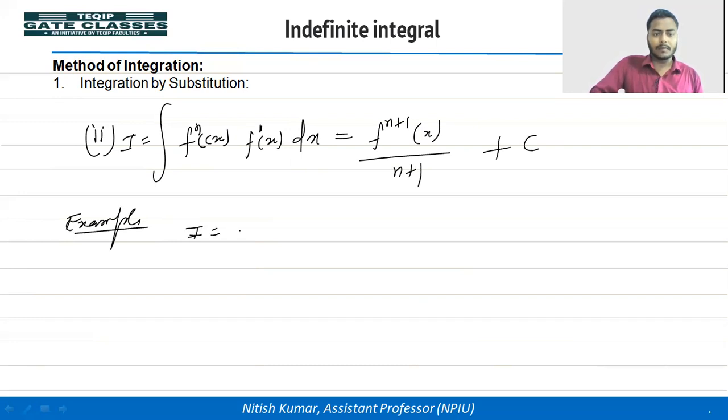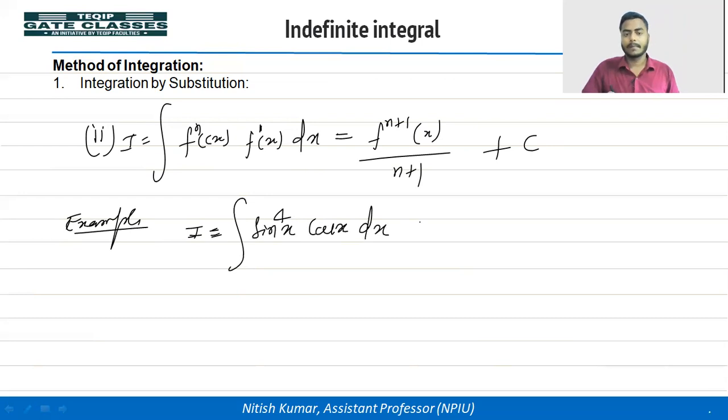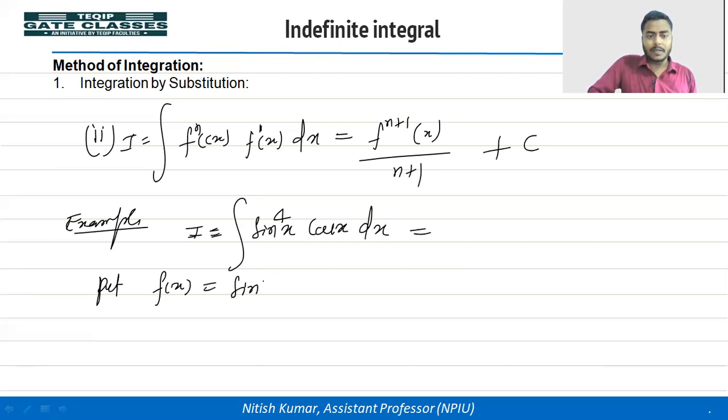I just calculate the integration of sin to the power 4x cos x dx. You have to calculate the integration for this. So let's assume that f(x) is sin x. Then f dash x, differentiating sin x with respect to x, you will get cos x dx.